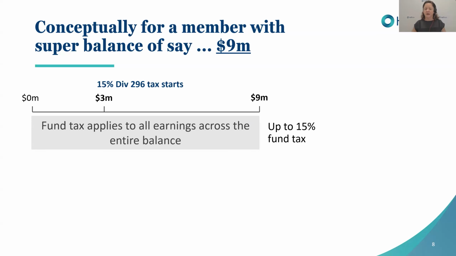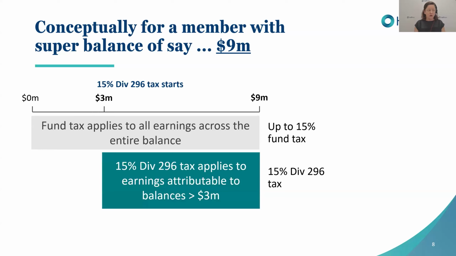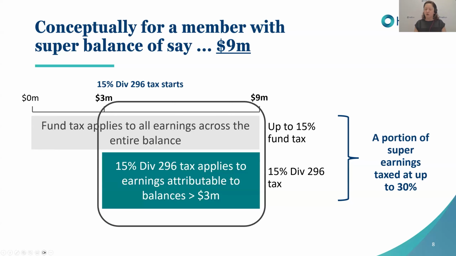So just conceptually, for someone who had, say, $9 million in super, they're going to pay their normal fund tax on all of their earnings across all of their balance. And the fund tax, remember, is up to 15%. I say up to 15% because many people who are in Div 296 territory will be in pension phase, so they're not paying fund tax on their pension balances. They'll also then, if they've got $9 million, have the 15% Div 296 tax applied to a portion of their earnings in excess of the $3 million threshold. So conceptually, we've got a portion of their superannuation earnings being taxed at up to 30%. No one's going to pay the 30%.